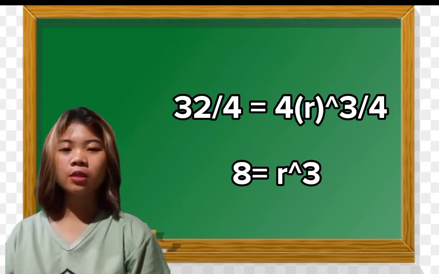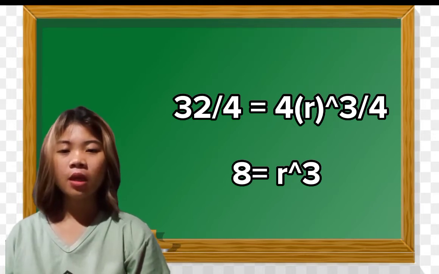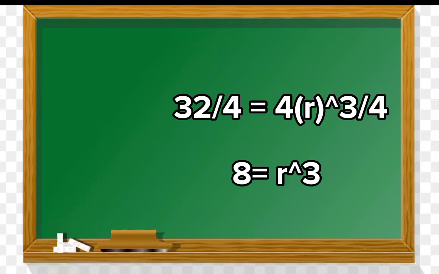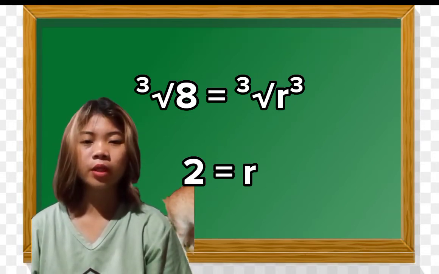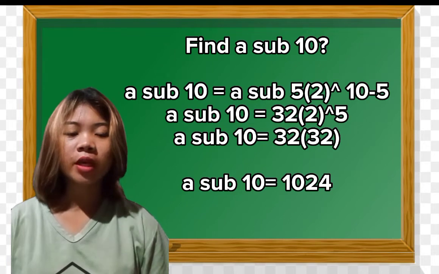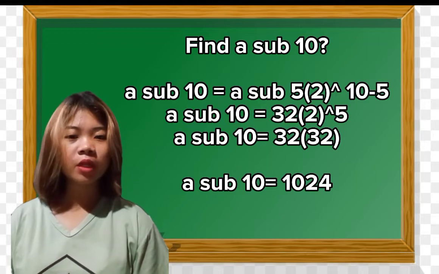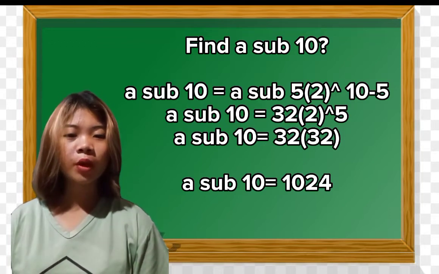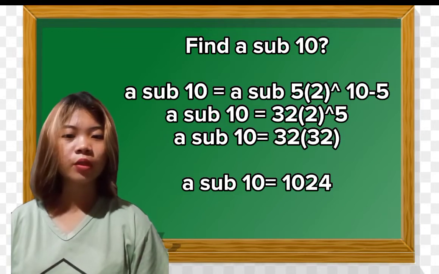To eliminate 4, let us divide both sides by 4. 32 divided by 4 equals 8, and 4r to the power of 3 divided by 4 is r cubed. The cube root of 8 is 2, and the cube root of r cubed is r, and our r is 2. We can now find our 10th term. A sub 10 equals a sub 5 times 2 to the power of 10 minus 5. A sub 10 equals 32 times 2 to the power of 5, which is 32. A sub 10 equals 32 times 32, so our a sub 10 equals 1024.